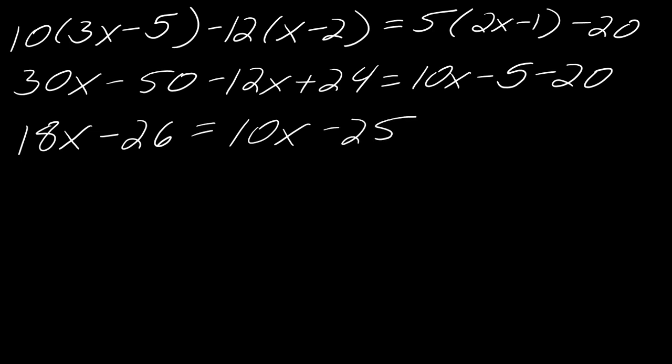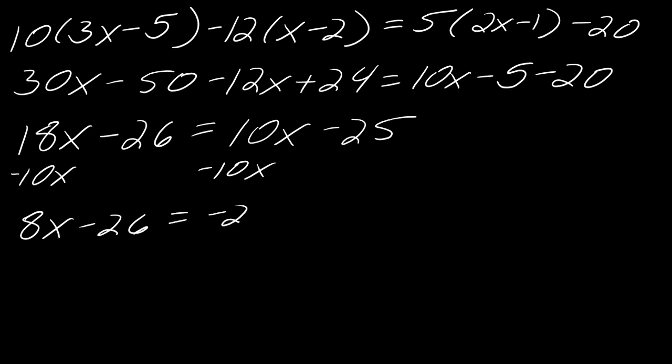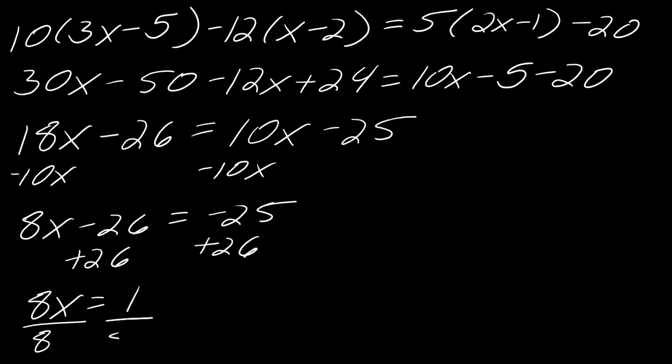Okay, cool. So now I need to bring everything over to one side. So I'm going to subtract off the 10x. So now I've got 8x minus 26 equals negative 25. And then I can add the 26 to both sides. So I have 8x equals 1. So if I divide both sides by 8, I get that x equals 1/8. And since this one started with fractions, I'd say that that would be an okay way to leave the answer in this case.